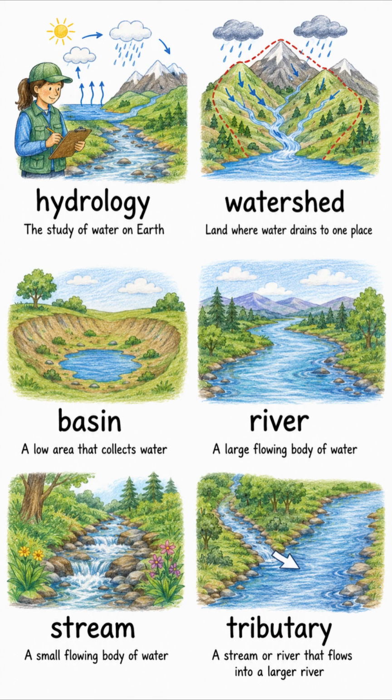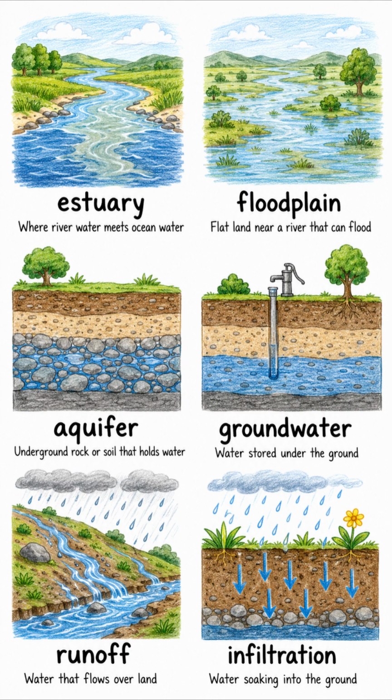Tributary, a stream or river that flows into a larger river. Estuary, where river water meets ocean water. Floodplain, flat land near a river that can flood. Aquifer, underground rock or soil that holds water. Groundwater, water stored under the ground.